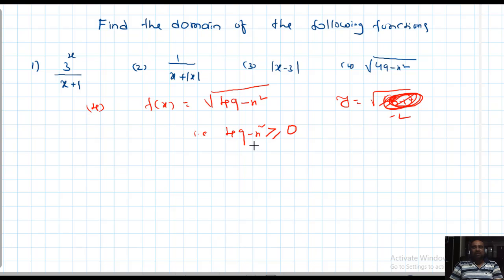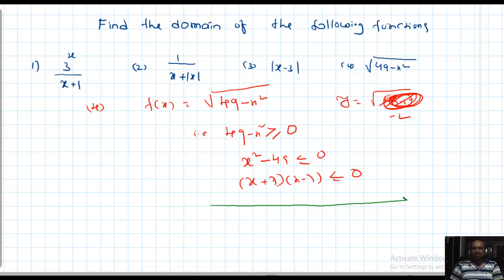To solve linear inequalities using the wavy curve method, the x square coefficient should be positive. That's why I multiply by minus on either side. x square minus 49 is lesser than or equal to 0, or x plus 7 into x minus 7 lesser than or equal to 0. Several times I repeatedly say, students, without the concept of basic inequalities we can't solve problems in functions and the upcoming chapters. Please watch my video again, basic inequalities by VGR. Without that you can't solve these problems. So directly I want to solve this inequality.